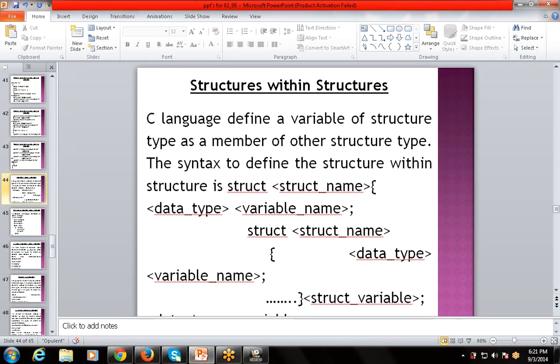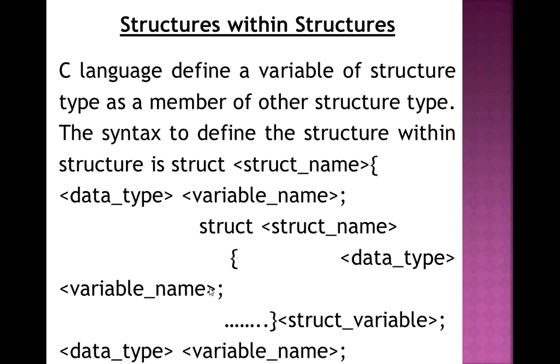Now, structure within the structure. This is your next topic. Till now we have covered structure and array within the structure. Now, this is the time to use structure within the structure, that is nested structure. C language also provides a way to define a variable of structure type as a member of another structure type. So it's a provision to define a variable of the structure type in another type that is also a structure.